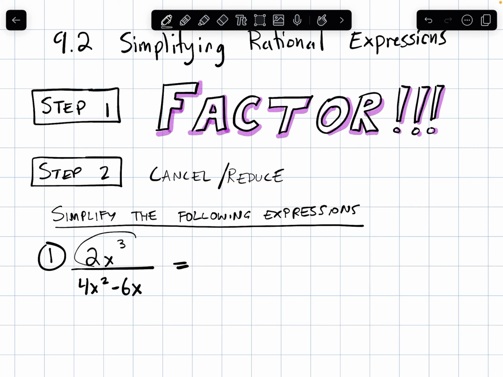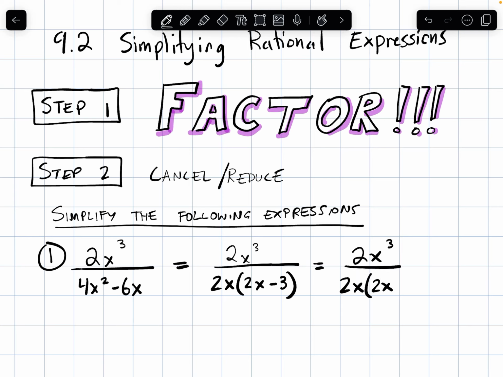For question number 1, I look in the numerator. There is nothing I can reduce or factor here, so we're going to leave it as 2x to the third power. And then in the denominator, I'm asking myself, can I factor anything? And the answer is yes. They both have a 2x in common, so I'm going to factor out a 2x. That leaves me with 2x minus 3. If I look at what I have now, in the numerator we have a 2x cubed. In the denominator, we have 2x times the quantity 2x minus 3.